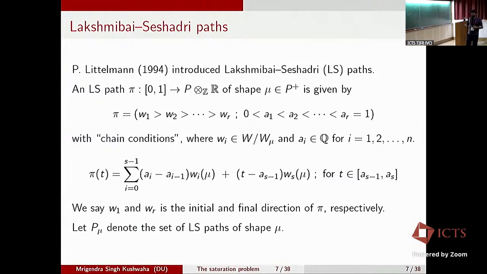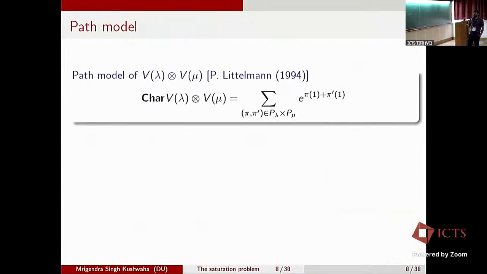And let P mu denote the set of all LS paths of shape mu. So why are these paths important? Littelmann proved that this gives a path model for the tensor product. Like if you take V lambda tensor V mu, then you take all these tuples in P lambda cross P mu, where P lambda is the set of all LS paths of shape lambda, and similarly mu. Then the character of the tensor product you will get by e power pi 1 plus pi 1 dash, where pi 1 is the end point of a path and pi 1 dash is also an end point of a path.